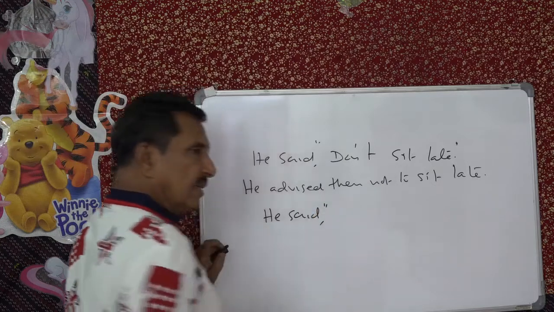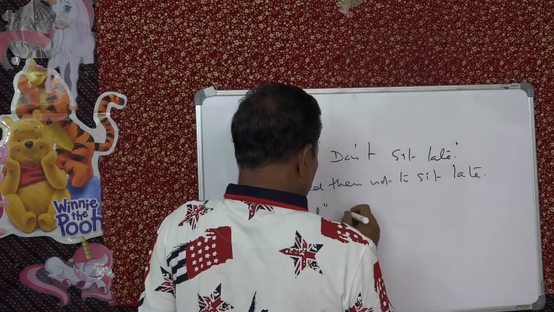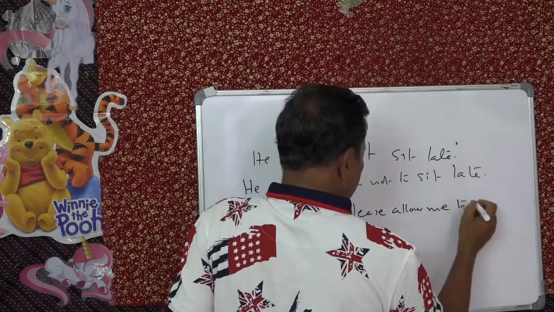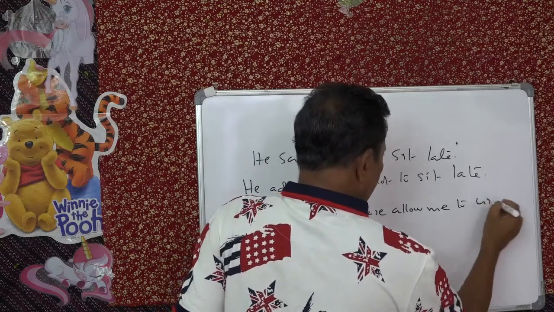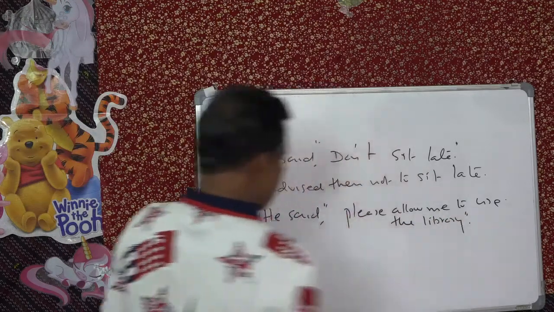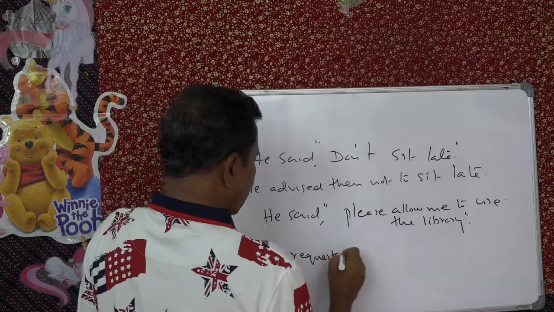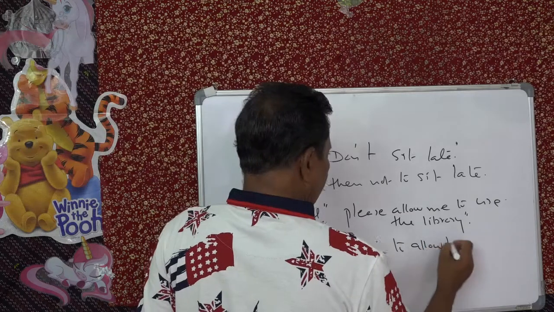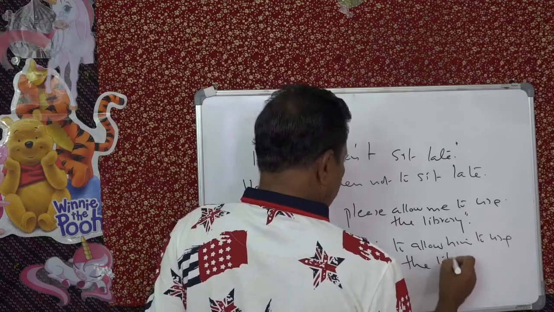Or let's say, he said, what did he say? He said, please allow me to use the library. So you say, he requested the librarian to allow him to use the library.